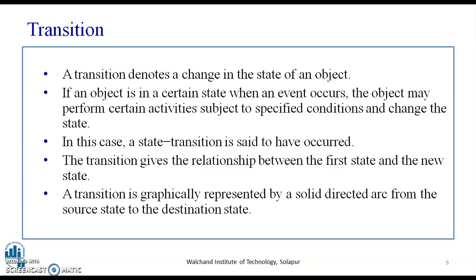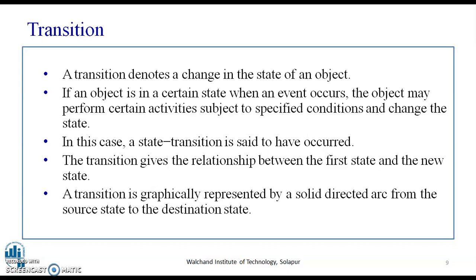So what is a transition? A transition denotes a change in the state of an object. If an object is in a certain state, when an event occurs, the object may perform certain activities subject to specified conditions and change the state. So what does this mean? That if an object is in a certain state, when an event occurs, the object may perform certain activities subject to specified conditions and change the state. In this case, a state transition is said to have occurred.